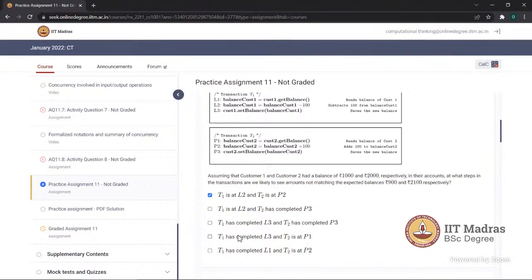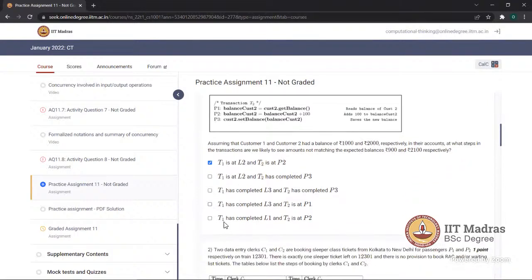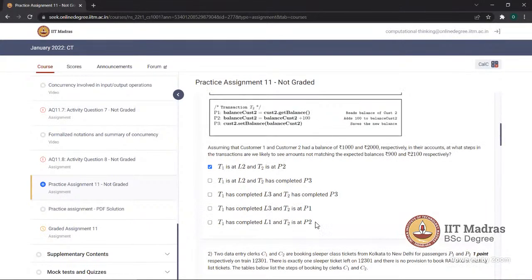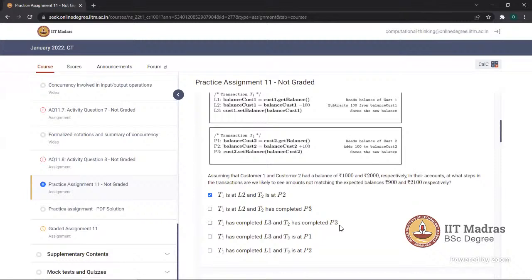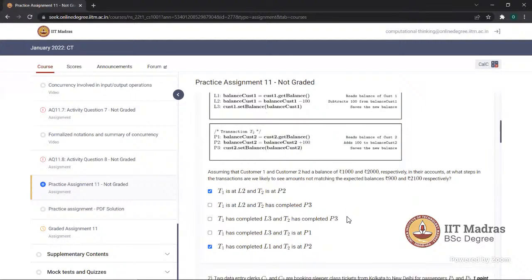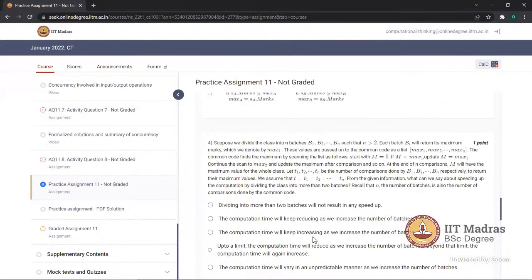So should I select this or not? No. Again, there is a partial match, right? One value will match, another will not. Same dilemma as with option 2. Then T1 has completed L1 and T2 is at P2. So both of them will not match, as per me. So can we select this? Yes. Okay. Now let's do this.